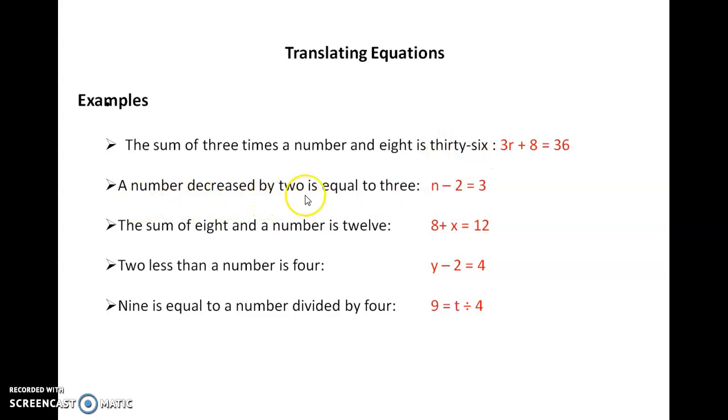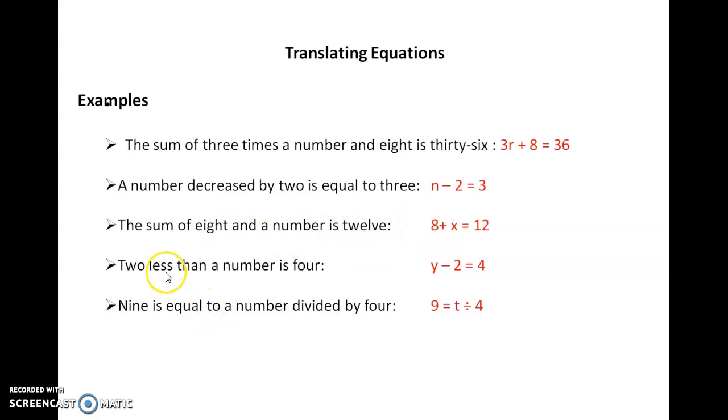Similarly, a number decreased by 2. So I am taking this number as n. Decreased by 2 is nothing but n minus 2. This is equal to 3. The sum of 8 and a number is 12. So sum is nothing but plus. Which two are we going to add? 8 and a number. Number is x. So 8 plus x is equal to 12.